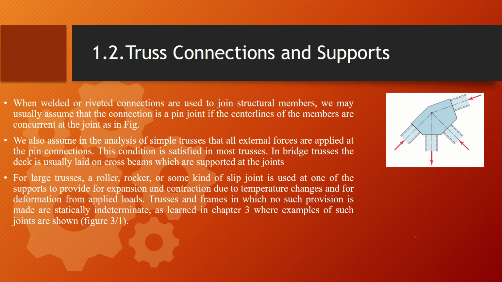Now, how are these trusses connected? The trusses, as you know, can be welded or riveted. Welded or riveted connections are mostly used to join the structural members. We may usually assume that the connection is a pin joint if the center lines of the members are concurrent at the joints, as shown right in this figure, where they are passing right through the center.